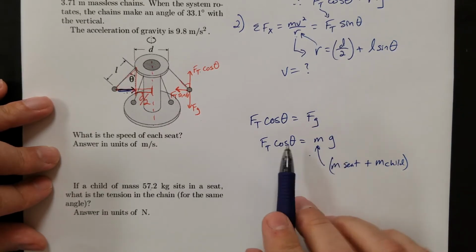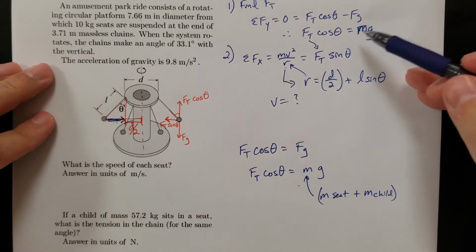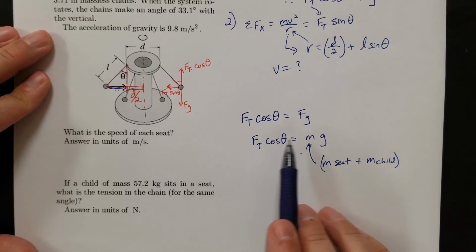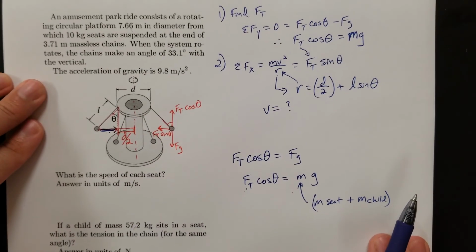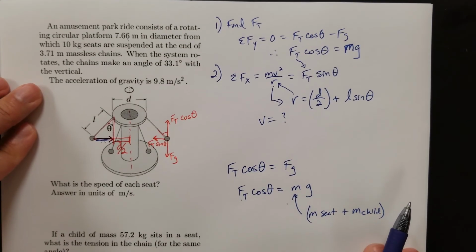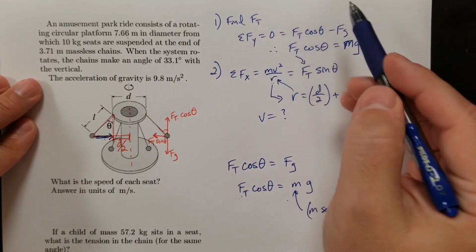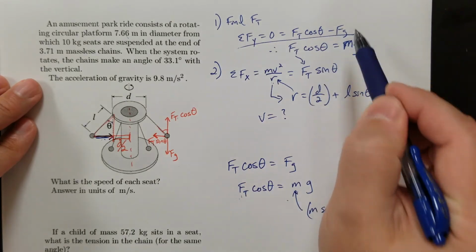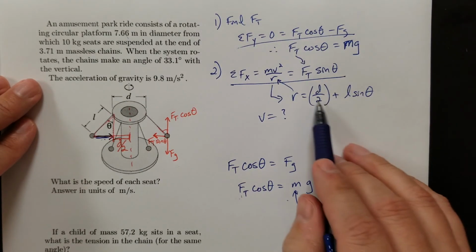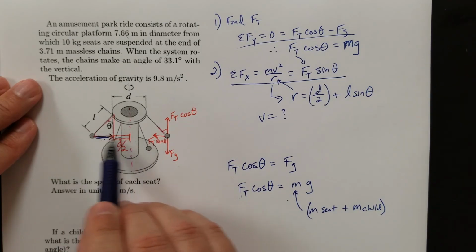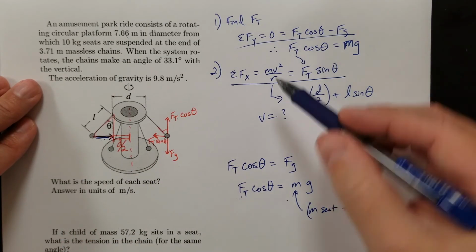And then I can do like I did in the first part, where I just solved this equation for F_T. So it's fairly straightforward if you draw a free body diagram. I draw a free body diagram, I get two equations. There's one, there's the second one. Here I had to solve for r with a little bit of geometry first, but then I could just solve for v.